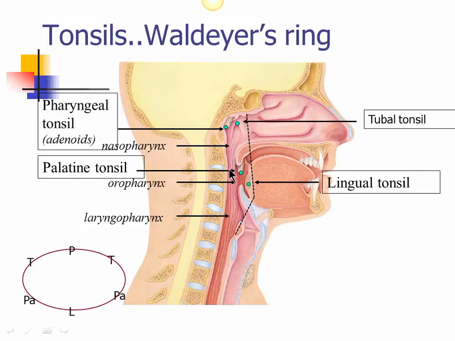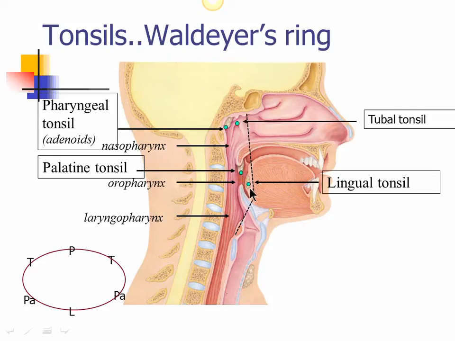Then when you look at the oropharynx, you have a tonsil which is present in between those two folds which come down from the pharynx. That is the palatine tonsil, the one that you actually look at when you open your mouth and stare inside and see those two swellings in your pharynx. That's the one you're really looking at, the palatine tonsil here.